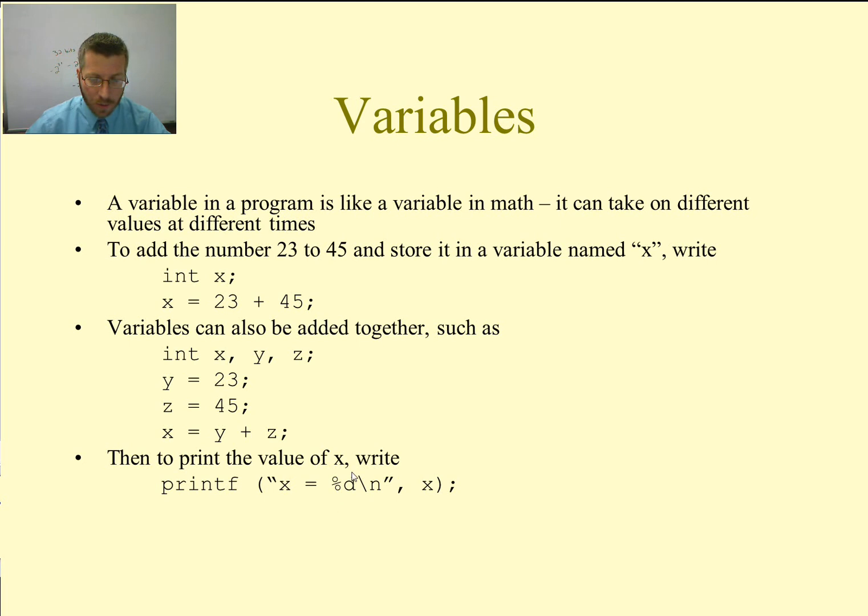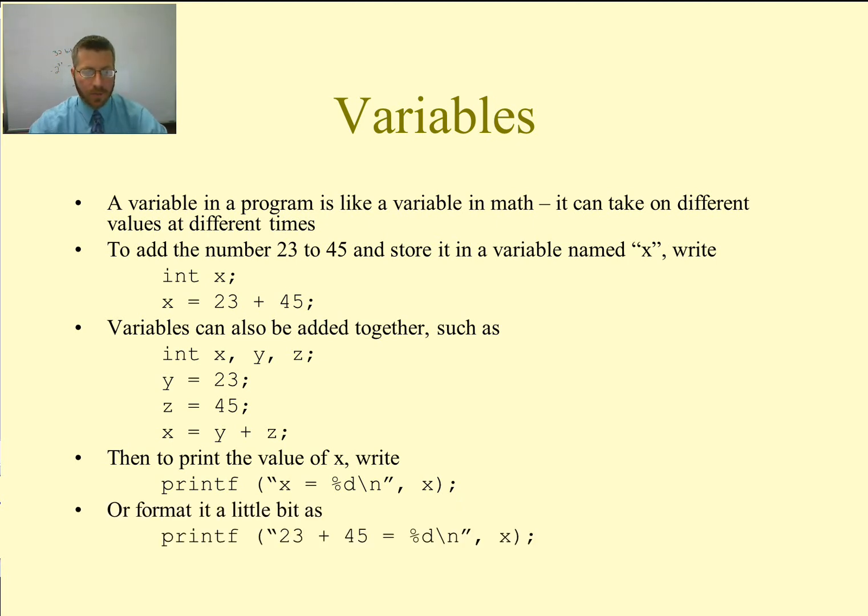Now, what variable do I want to print the value of? I want to print the value of my variable x. The way I do that, after my close quotation marks, I put a comma and I follow it by the name of the variable whose value I would like printed in place of that %d. So it's going to print out x equals the value of a variable. What variable is it going to print out? The value of this variable x, which is after the comma inside of my printf statement. Then it's going to follow that by a new line. That closes my string, and then I close my parenthesis followed by my semicolon. So in this case, that line is going to print out x equals 68 followed by a new line character.